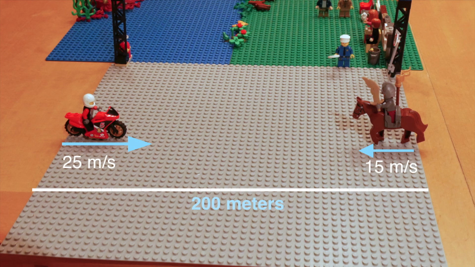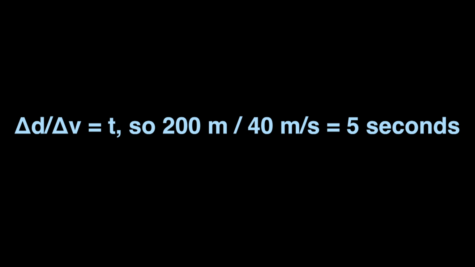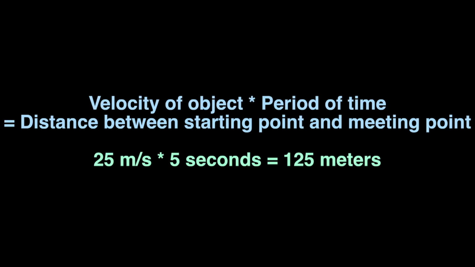So, for the motorcycle and the horse, their combined velocity, ignoring direction, would be 40 meters per second. Delta distance divided by delta velocity equals time, so 200 meters divided by 40 meters per second equals 5 seconds. Now that we have the period of time it would take for the two vehicles to crash when traveling 200 meters, let's separate the velocities again and apply this period of time to our original specific math model. 25 meters per second times 5 seconds equals 125 meters. So, from the perspective of the motorcycle, the two vehicles would meet at 125 meters.